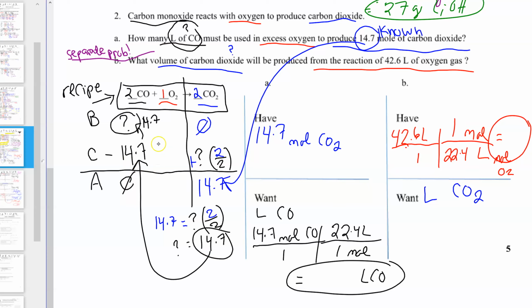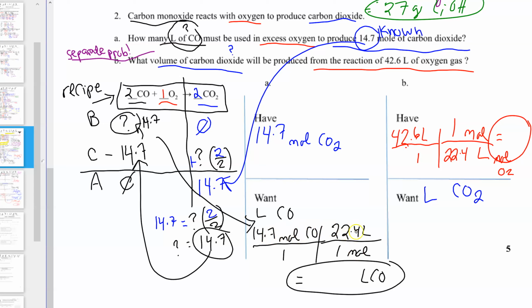Well, if you used up that much and there's none left over, that means any number minus itself is 0. You must have started with 14.7. So we started with 14.7 moles of carbon monoxide. So that's where that number comes from, right over here. But they want to know liters. Okay, so 14.7 moles, cancel moles, go to liters.